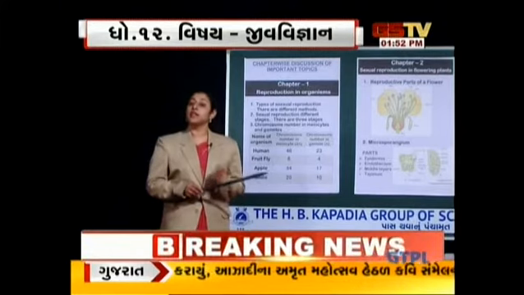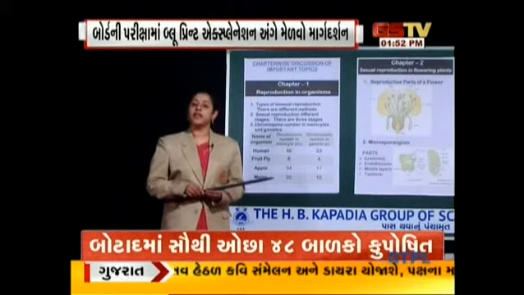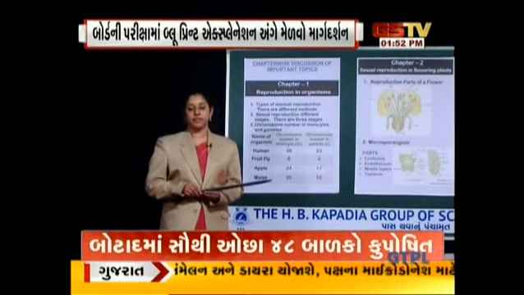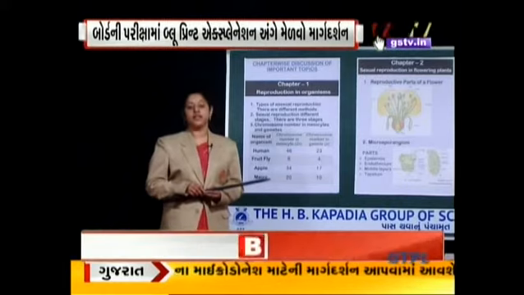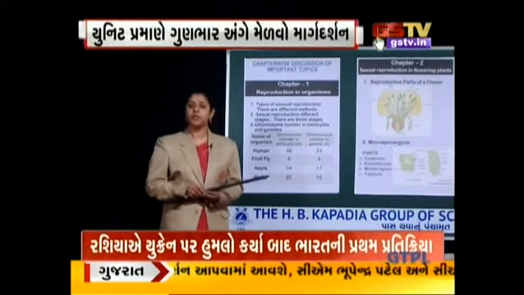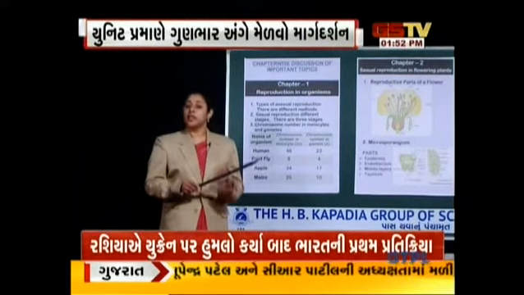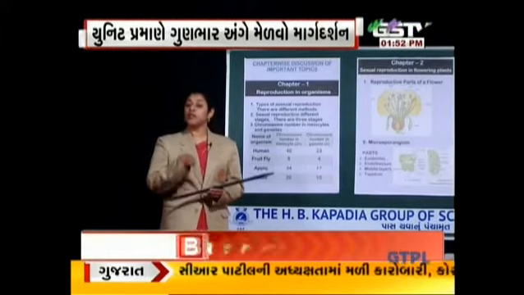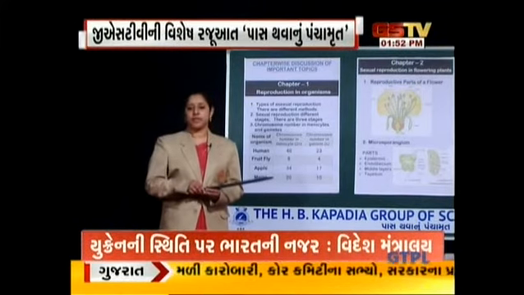In pre-fertilization, there are two events. First, gametogenesis, and second, gamete transfer. Gametogenesis means formation of gametes by the sex organs. For example, the testis produces sperm and the ovary produces ova. And gamete transfer means the various mechanisms by which these gametes are transferred.